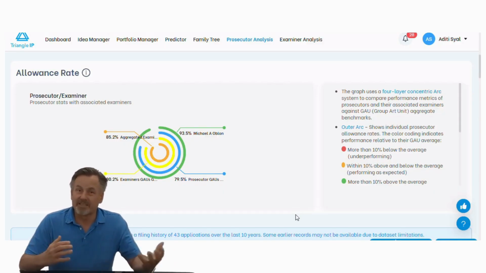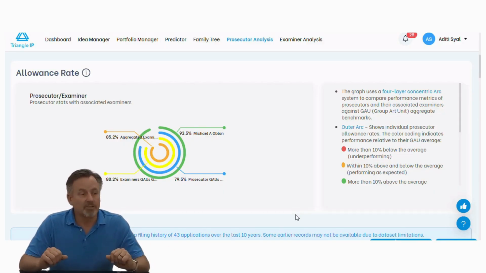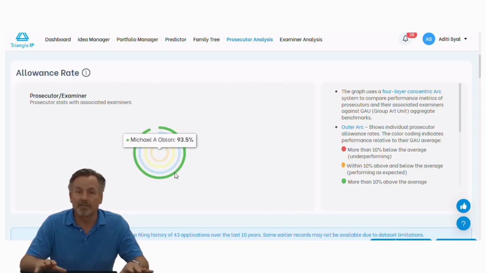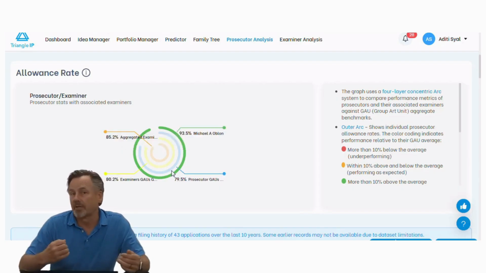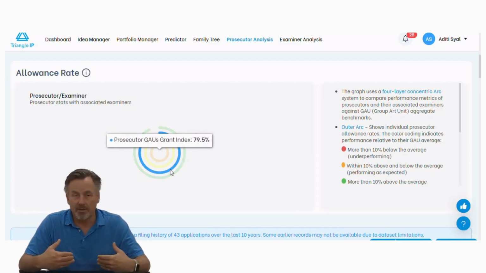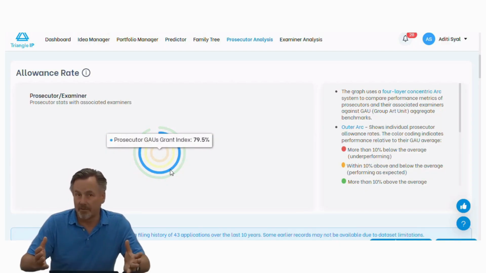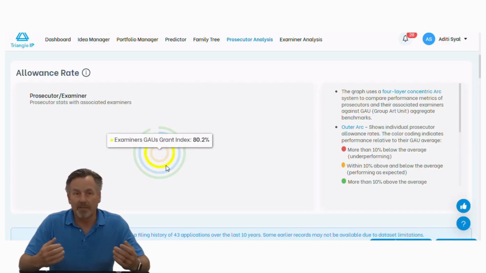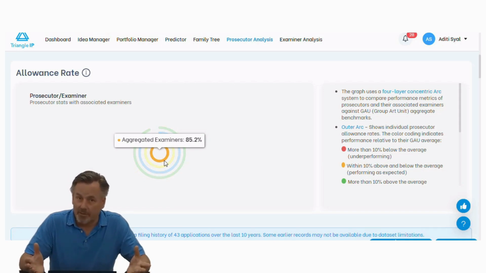It uses 4 concentric arcs. The outer arc shows the prosecutor's own allowance rate. The second arc shows the prosecutor's average group art unit allowance rate. The third arc is the allowance rate of the specific examiners this prosecutor worked with. And the innermost arc is those examiners' GAU average.